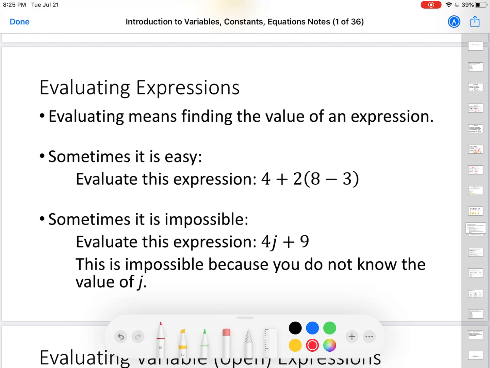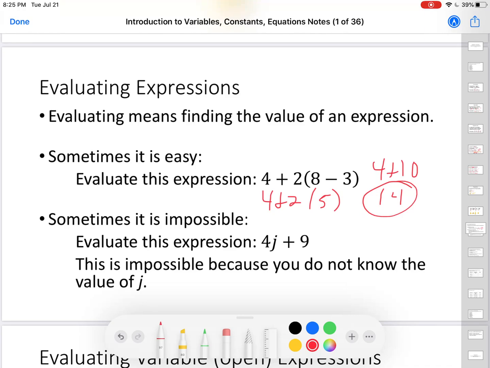Did you get 30? Oh, good. I'm glad you didn't get 30 because 30 is wrong. You do 8 minus 3 first, and that is equal to 5. So this is 4 plus 2 times 5. 2 times 5 is 10, so you do 4 plus 10, and altogether that's worth 14. And that means we evaluate the expression. So that's easy, just do some arithmetic. Maybe you got it wrong, but you're getting better at it, so it's easy eventually.